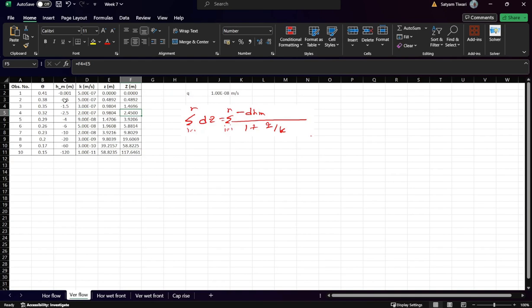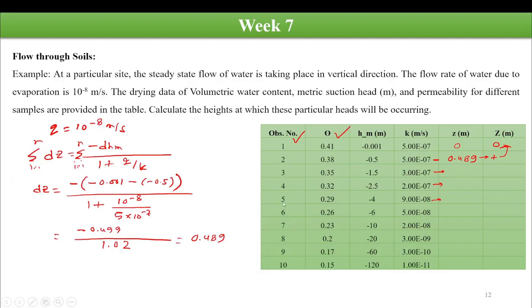So here we can plot several things like the variation of matric suction with depth. We can also plot variation of hydraulic conductivity with depth, etc. So this is one of the methods by which you can solve this vertical flow question for this condition of steady state flow. You can take some time to see if there are any doubts in this question.